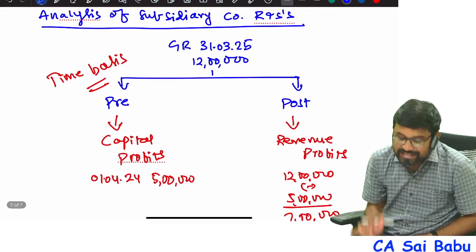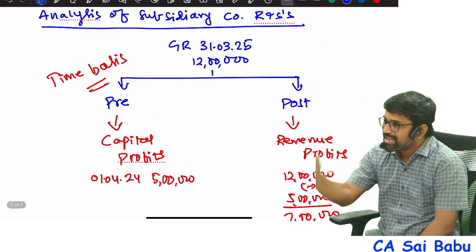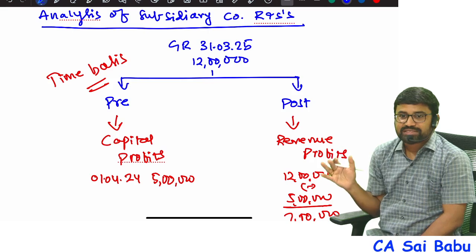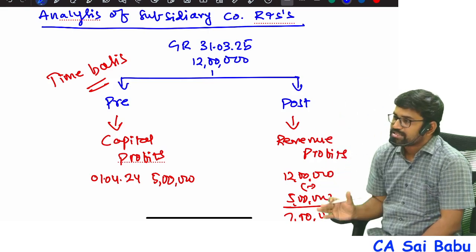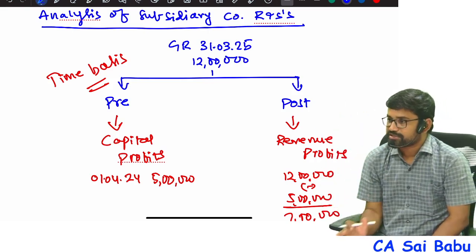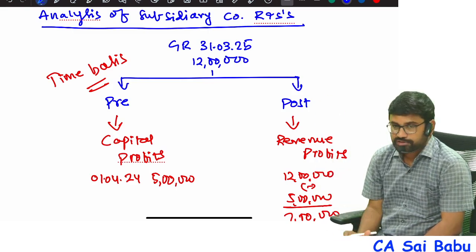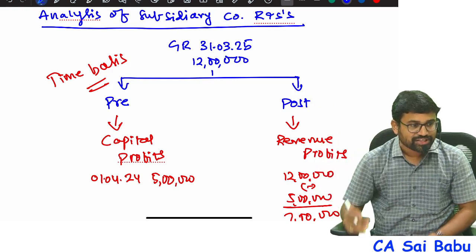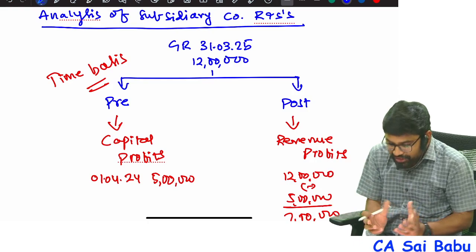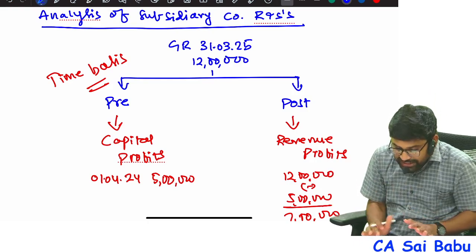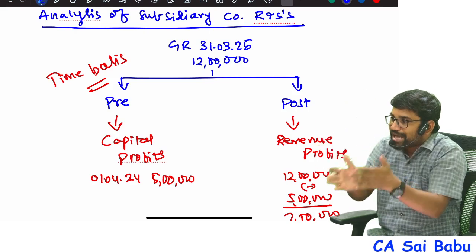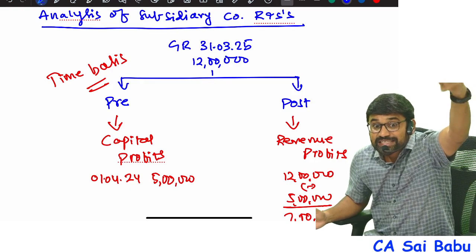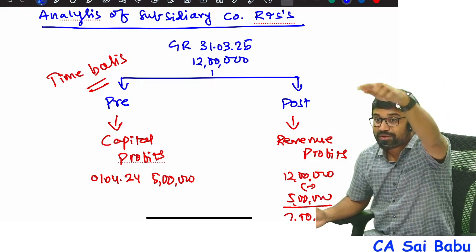Similarly, subsidiary company profits have to be analyzed into pre and post. By the time you are acquiring the subsidiary, whatever profits are there in the subsidiary are all pre-acquisition profits. They are all capital profits. After you acquire the subsidiary, whatever profits are earned by the subsidiary are all post-acquisition profits, revenue profits. So in order to segregate pre and post, what do I require? Date of acquisition, which we decided in step number 1. That's why step number 1 is important.